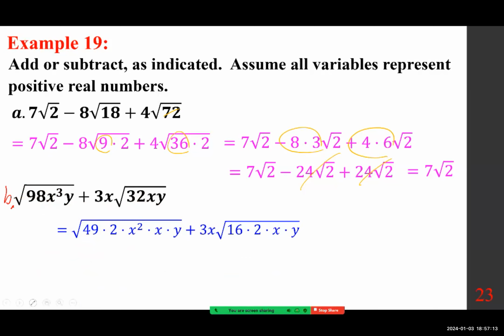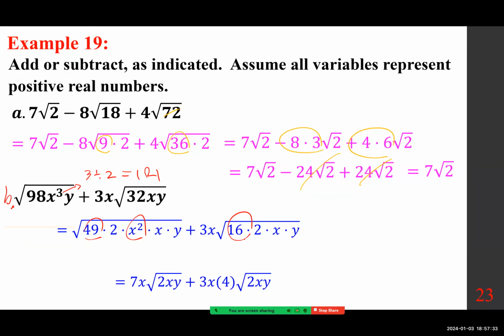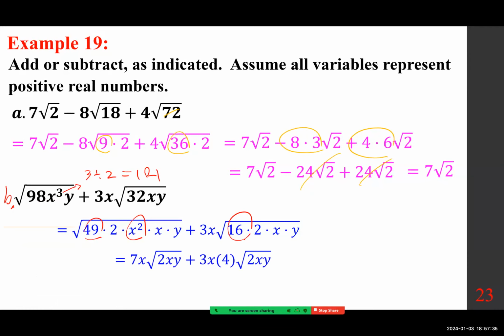So this gives you 7. This gives you x. Over here, if you recall, I said 3 divided by 2. That gives you 1 with the remainder 1. That gives you the same. Over here, 16 comes out as 4. So this is 7x square root of 2xy. This is 12x square root of 2xy.